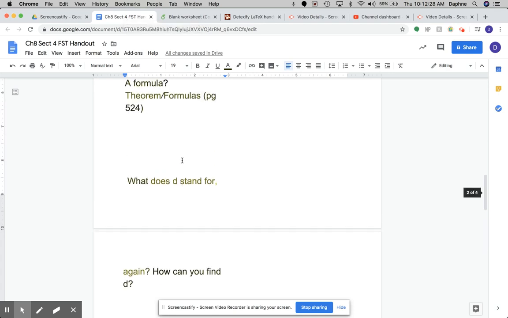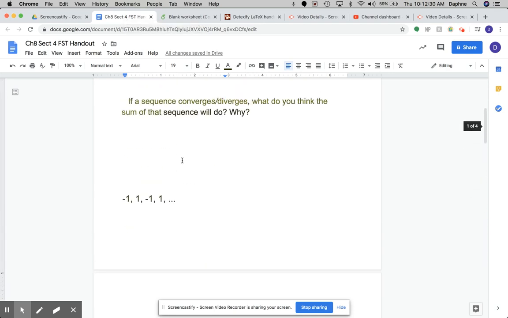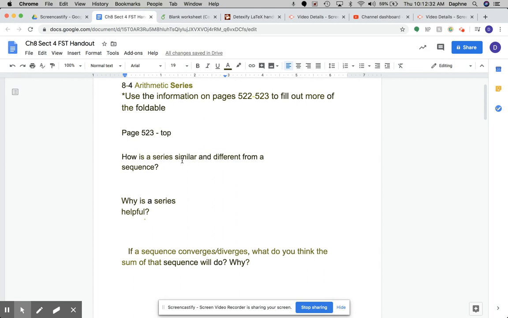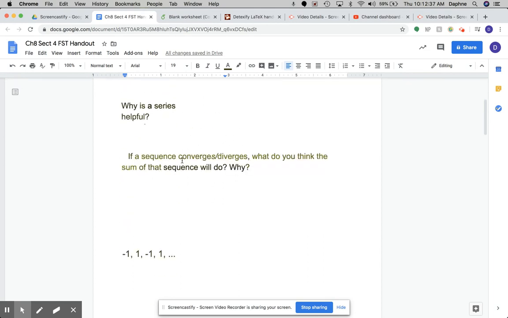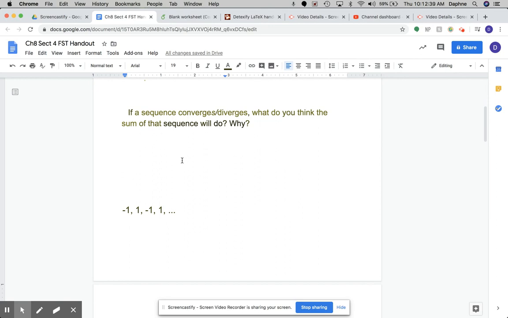All right, so back to where we were. So sequence and series. Series is adding up your sequence numbers. If sequences converge or diverge, what will the sum of the sequence actually do?